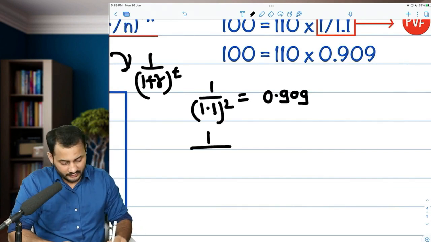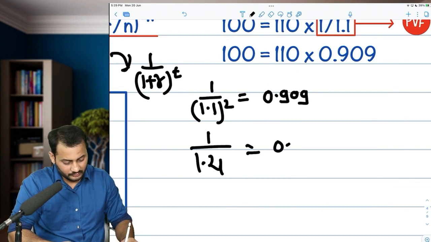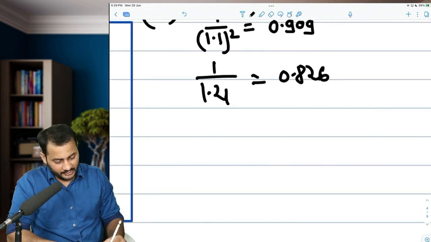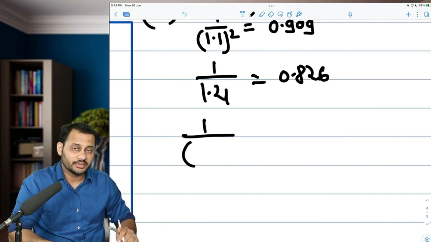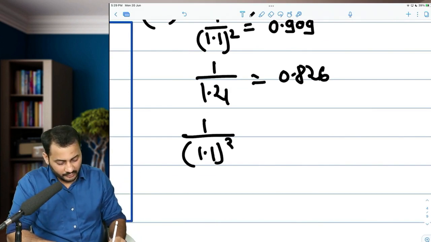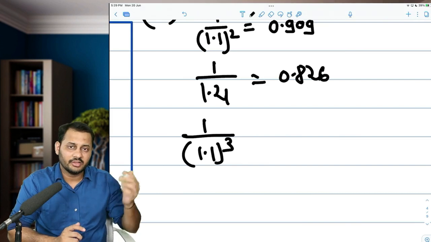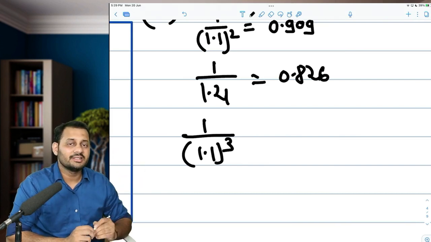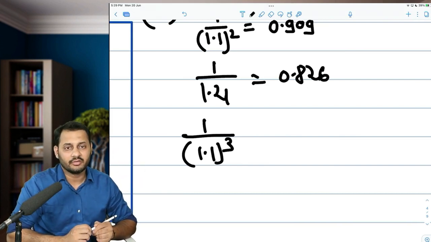It will be 1 divided by 1.21, 0.826. Again, if you want to calculate the third year's cash flow's present value, it will be 1.1 to the power 3, then 4, then 5. But this technique is cumbersome. It is going to take a lot of time.